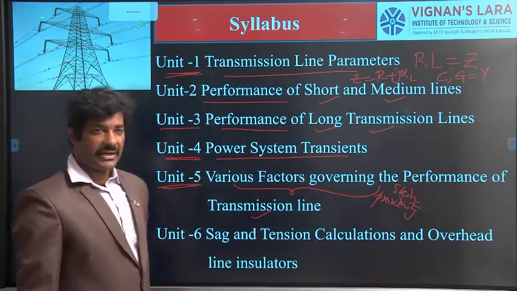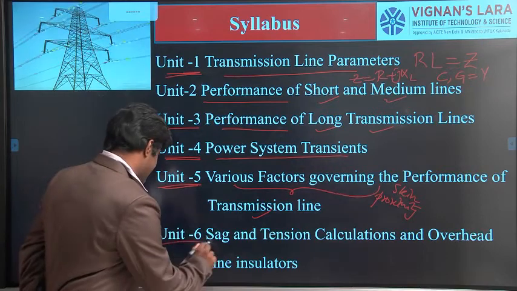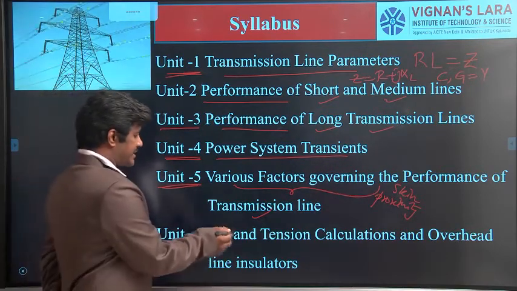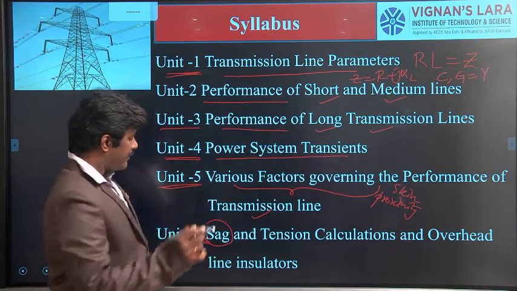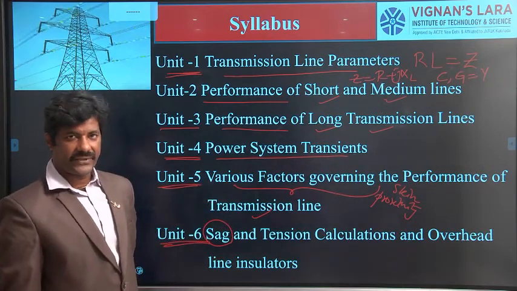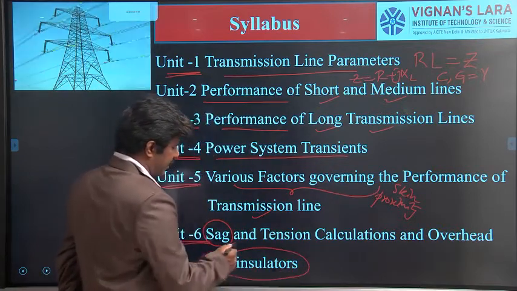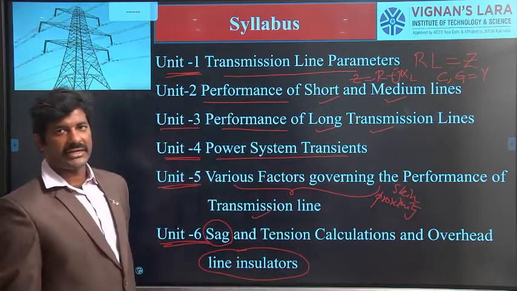Ferranti effect, etc. And next, coming to the last unit, the 6th unit, we will design the tower structure by calculating the sag, which is directly helpful in fixing the height of the tower. And next, we will see in detail in the 6th unit the design of the insulators.